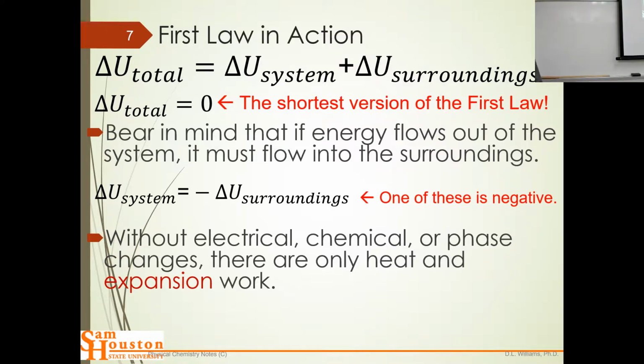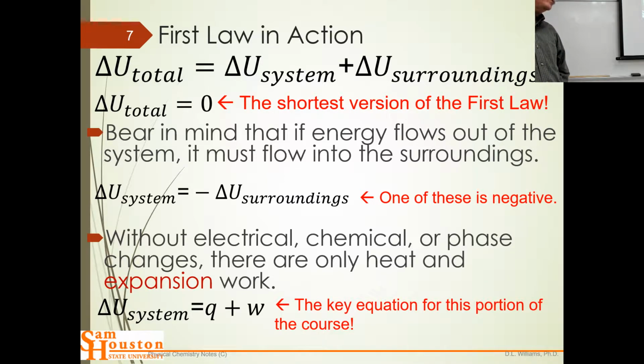And so a lot of times for our chemical calculations, we'll ignore electrical changes and phase changes, and we'll just look at heat and expansion work. And so heat, in this case, is Q, and W is work. Unfortunately, Q is used for the partition function, but in this set of notes, Q is heat. Okay, so make sure that you don't get confused on that point.